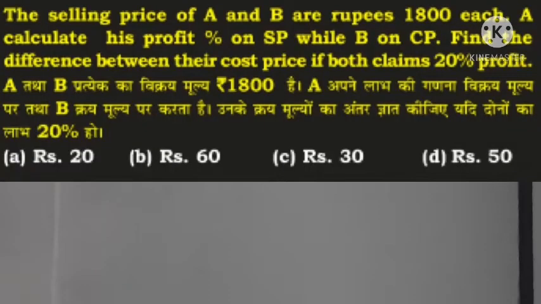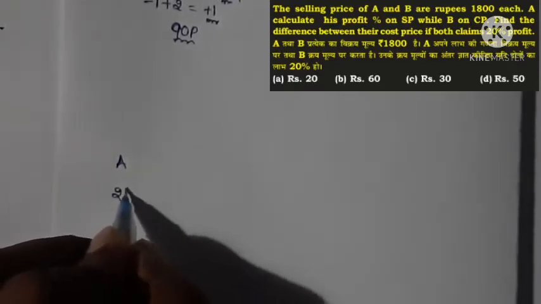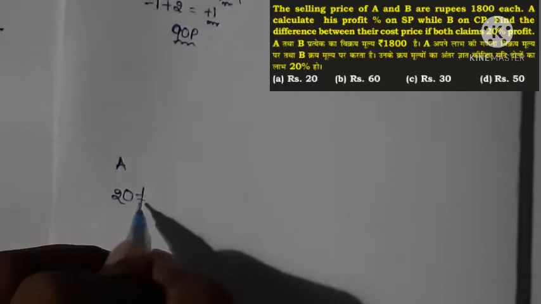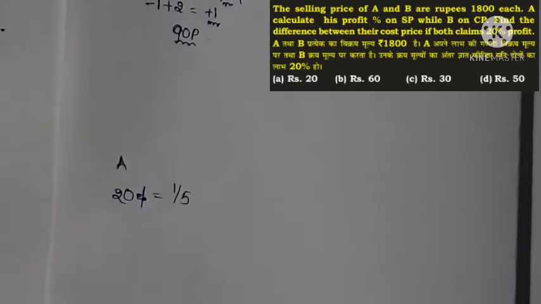The selling price of A and B are rupees 1800 each. A calculates his profit percentage on selling price while B on cost price. Find the difference between the cost prices if both claim 20% profit. So both claim the profit of 20%. So 20% is equal to 1 by 5.